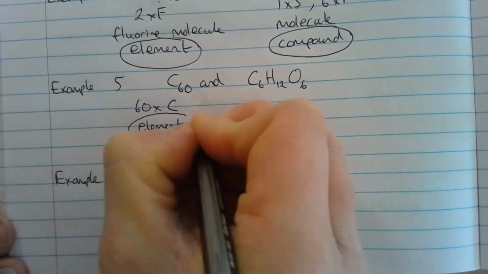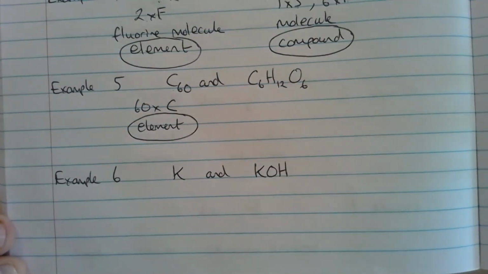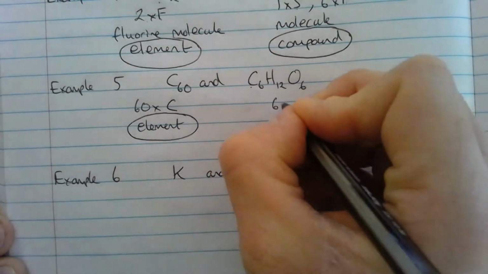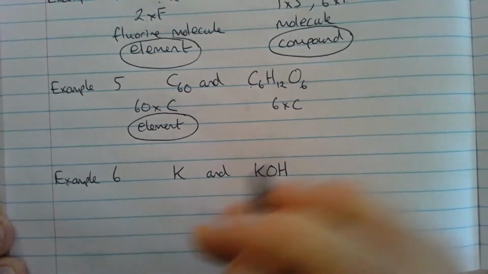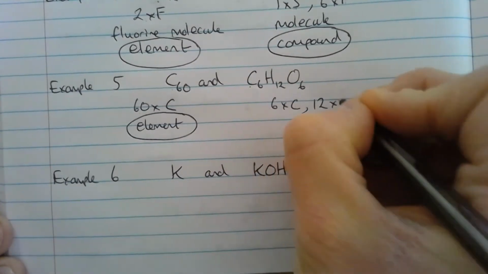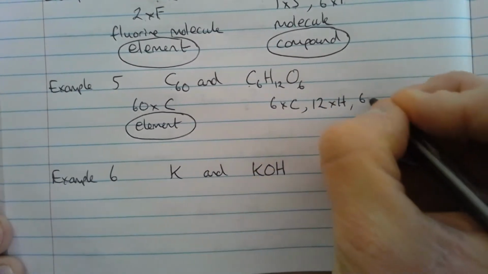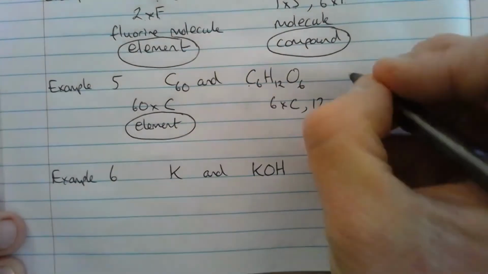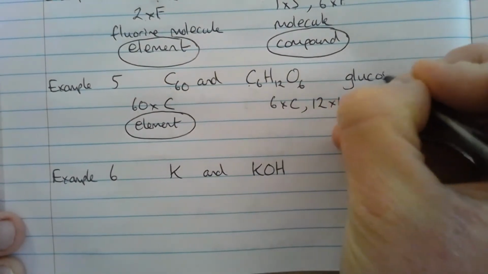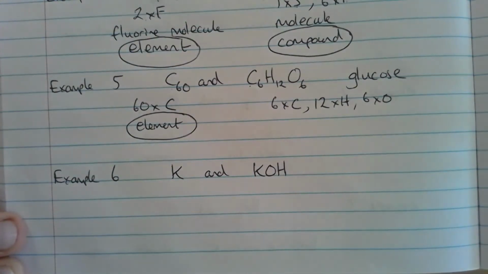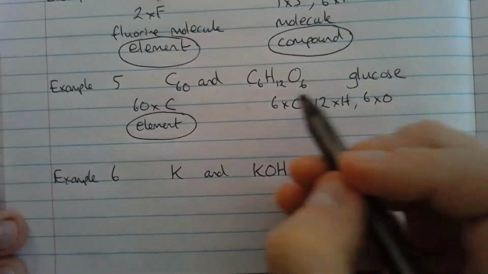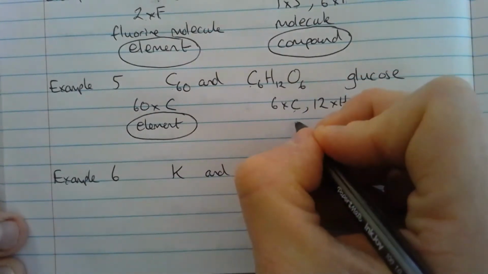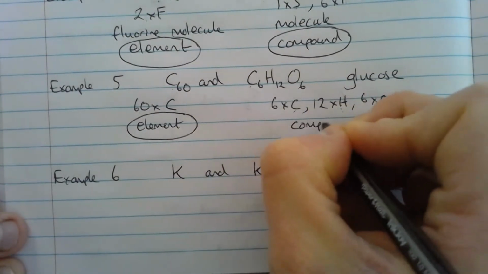So we say that this is an element. If we have a look at this, this means there are 6 times carbons, 12 times hydrogens, and 6 times oxygens. You don't need to know it yet, but this is actually the formula for glucose, the sugar that we use in respiration. But because these are all different atoms, we can say that this is a compound.